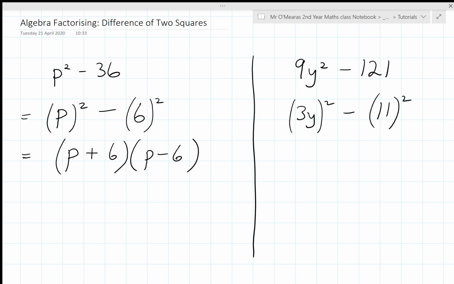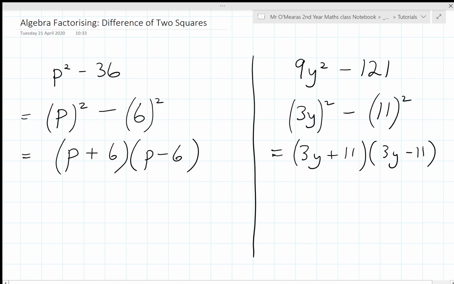So again, this is the difference of two squares. They are both square numbers. And as we said before, you take 3y and the 11 and you put them in brackets like so. So again, this is a special case called the difference of two squares.